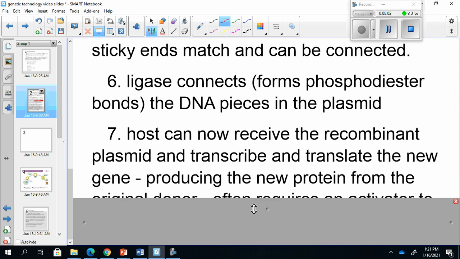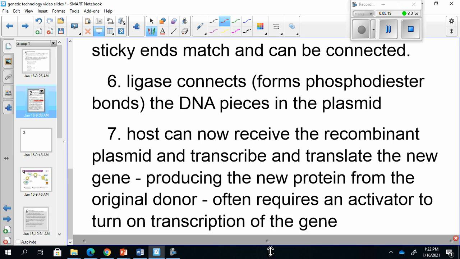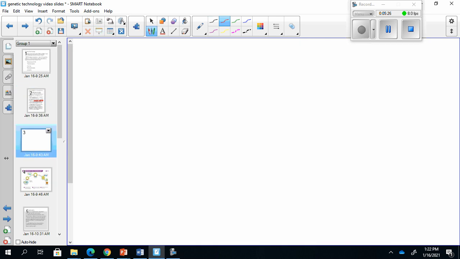All right. Now that you have a plasmid with an inserted piece of DNA, the host can now receive the recombinant plasmid. And then, really important, it's got to be able to transcribe it and translate it so that it makes the new protein from the original donor. And sometimes that requires an activator to turn on transcription of the gene. So let's just draw it out.